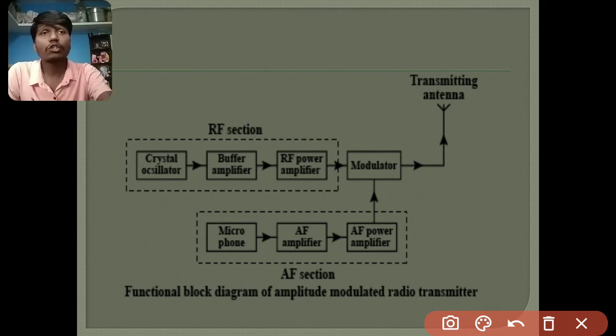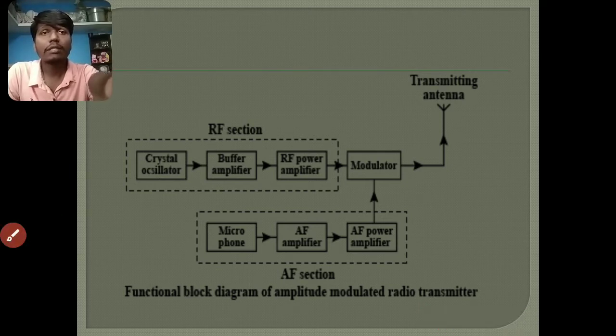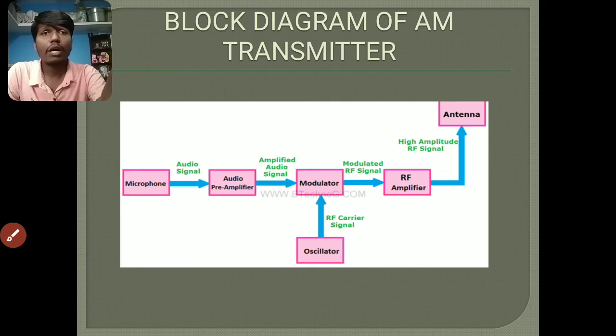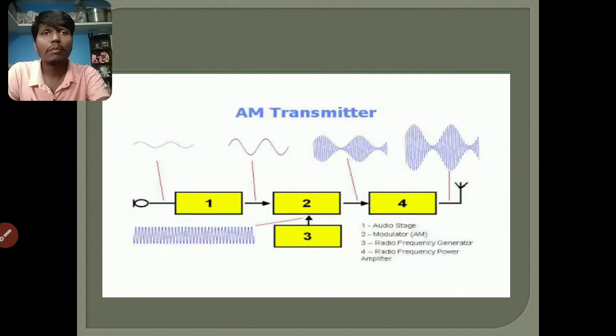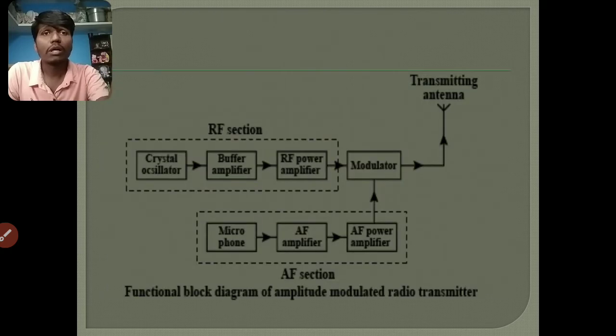See the RF sections: crystal oscillator, buffer amplifier, RF power amplifier, modulator. Then microphone, AF amplifier, AF power amplifier, then modulator. It is the same as before: microphone, audio pre-amplifier, modulator. This is one process. Likewise, crystal oscillator, buffer amplifier, RF power amplifier is the other process.